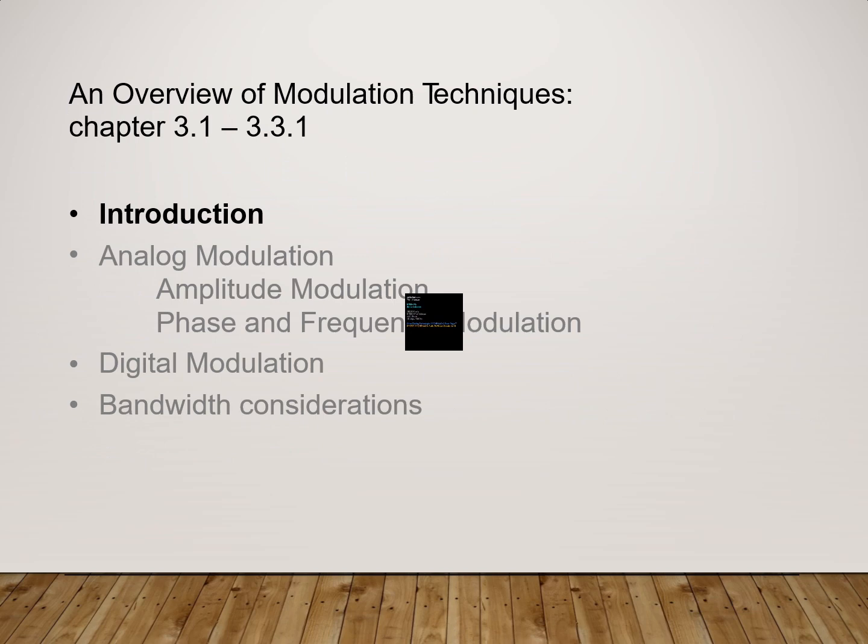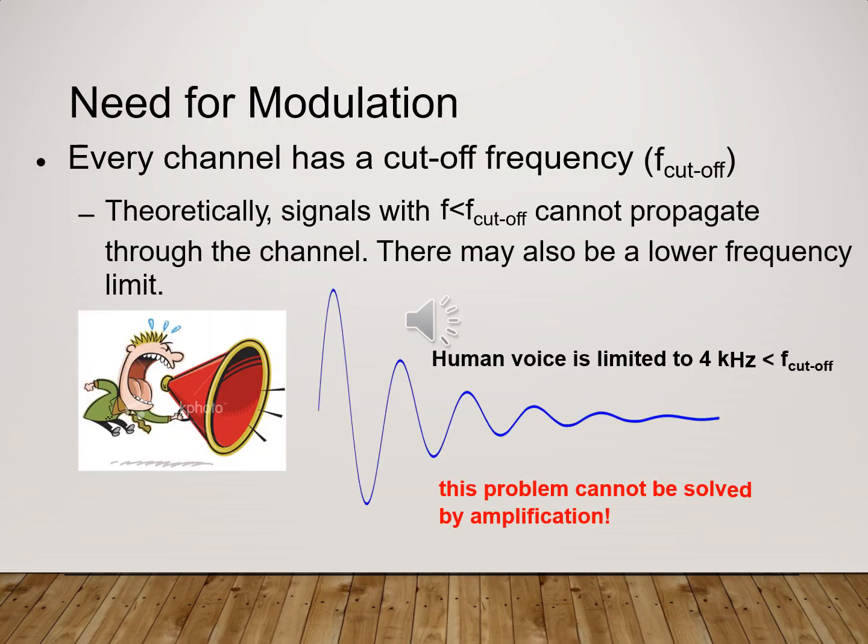Now let us start with an introduction about modulation techniques. Need for modulation: why do we need modulation? Every channel has a cutoff frequency, so theoretically signals with frequency less than the cutoff frequency cannot propagate through the channel. There may also be a lower frequency limit, such as a human voice being limited to 4 kHz. Normally it is less than the cutoff frequency. This problem also cannot be solved by amplification, so we need modulation.